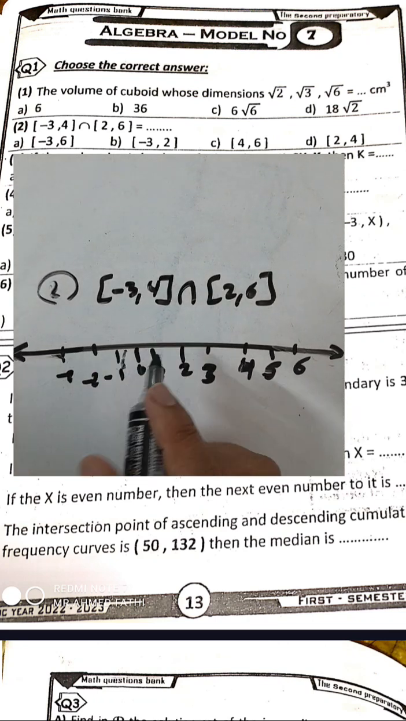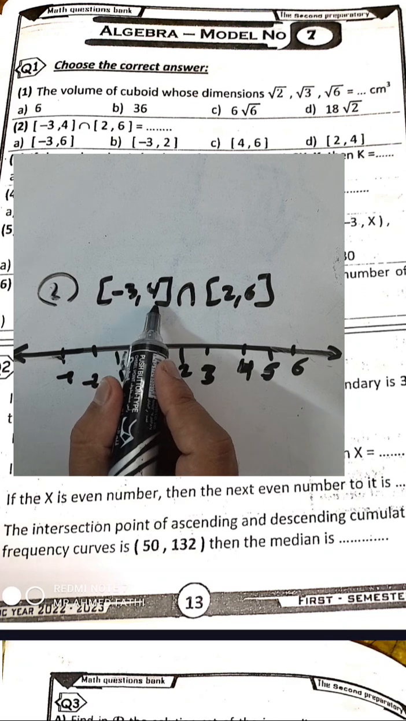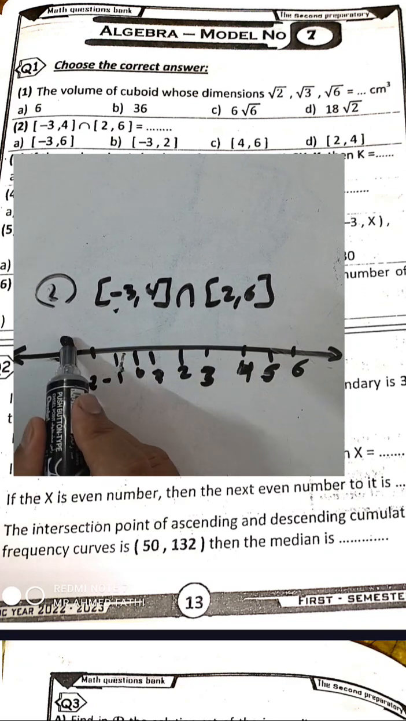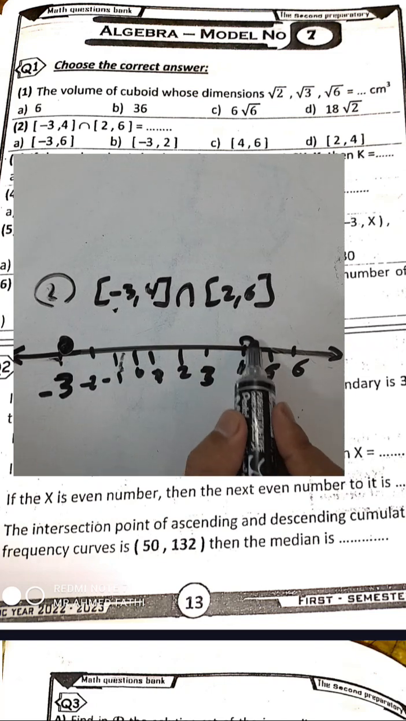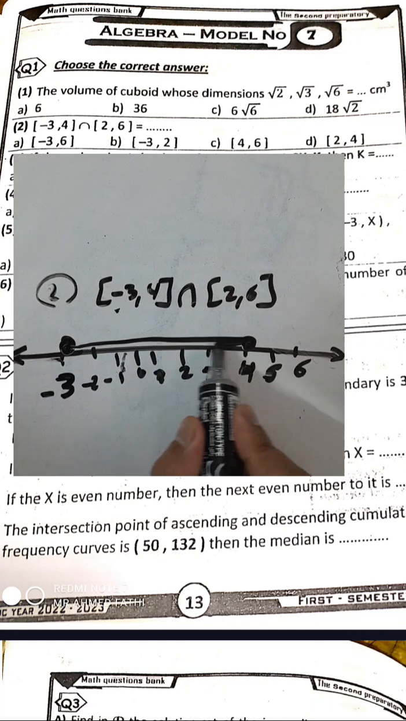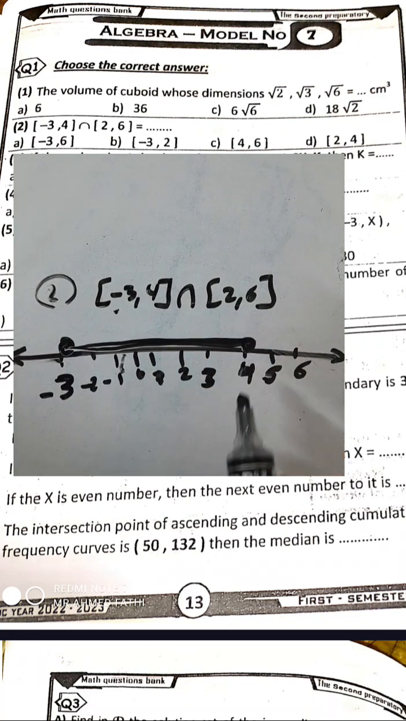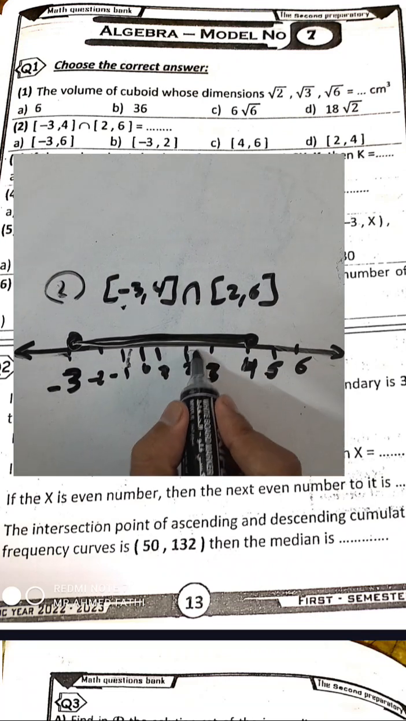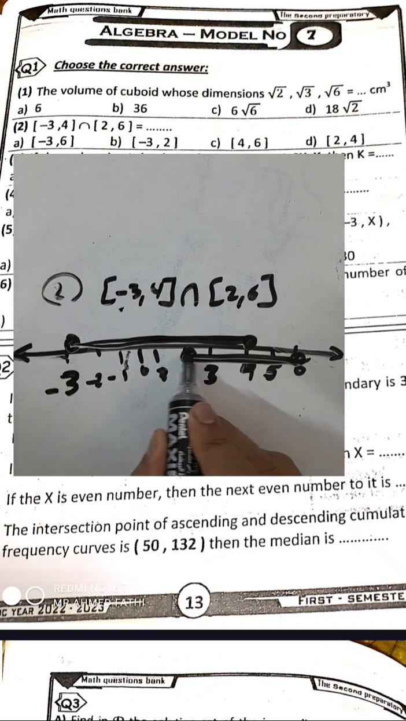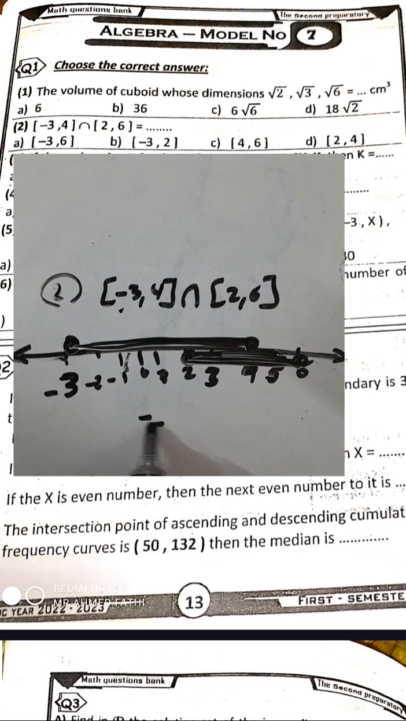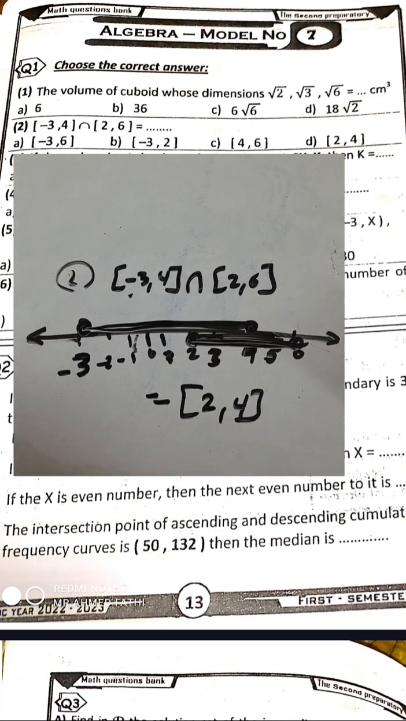Now we will draw the first interval from negative 3 to 4. Negative 3 closed to 4 closed. And 2 to 6, 2 closed to 6. Then the intersection between them will be 2 to 4. It's very easy, okay? The closed interval 2 to 4.